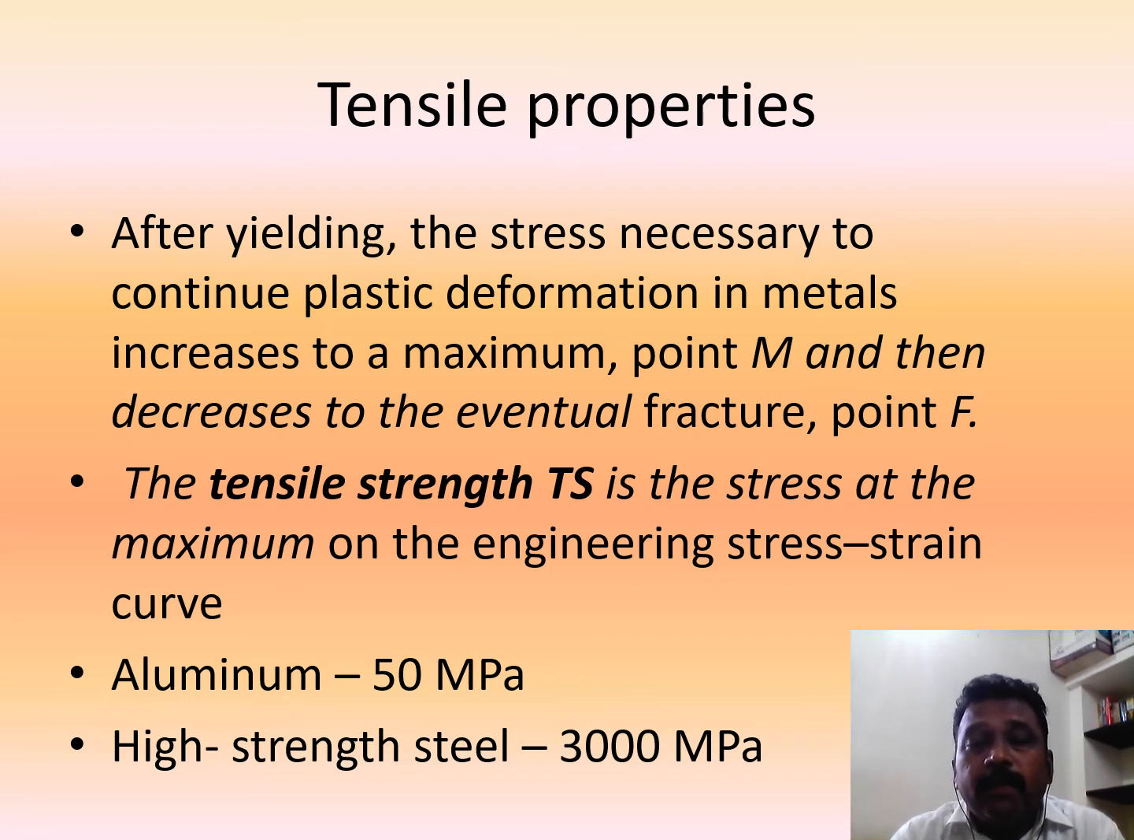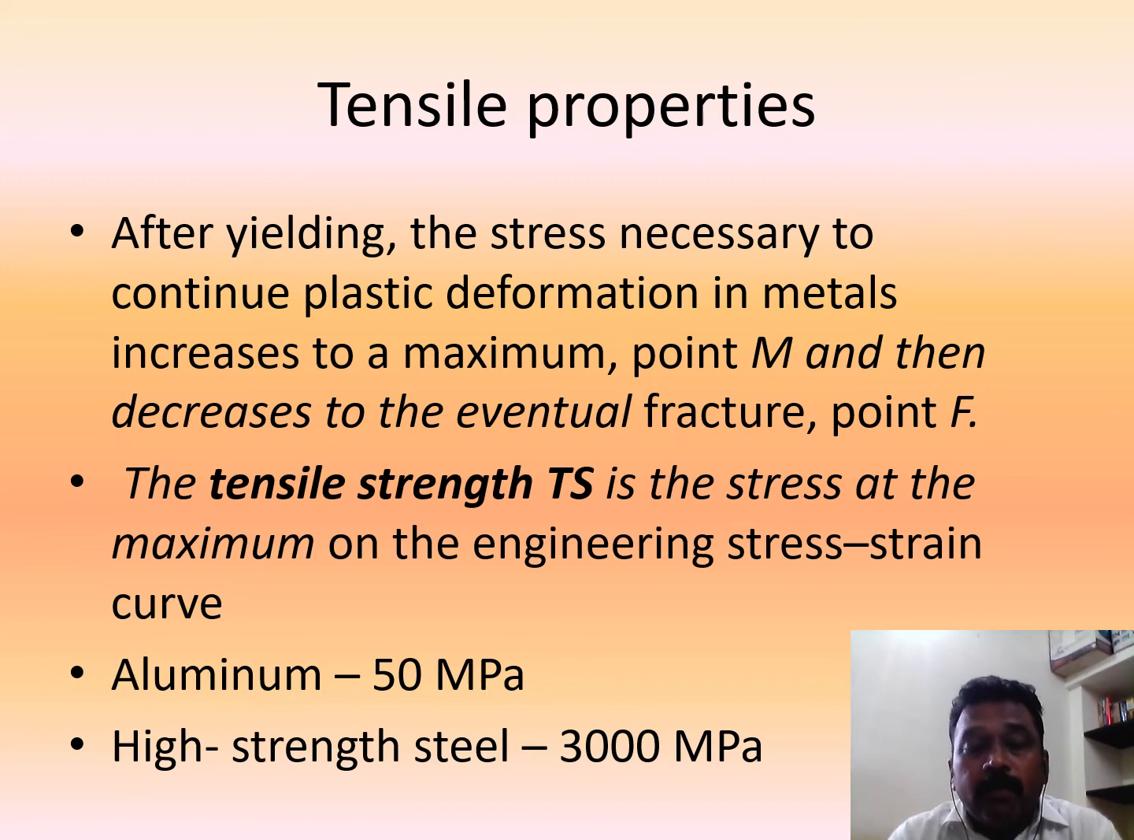After yielding, the stress necessary to continue plastic deformation in metals increases to a maximum. The material starts to yield from the proportional limit point P, goes to a maximum point M, and then decreases to eventual fracture at point F. That maximum point is called the tensile strength, as shown in the engineering stress strain curve.